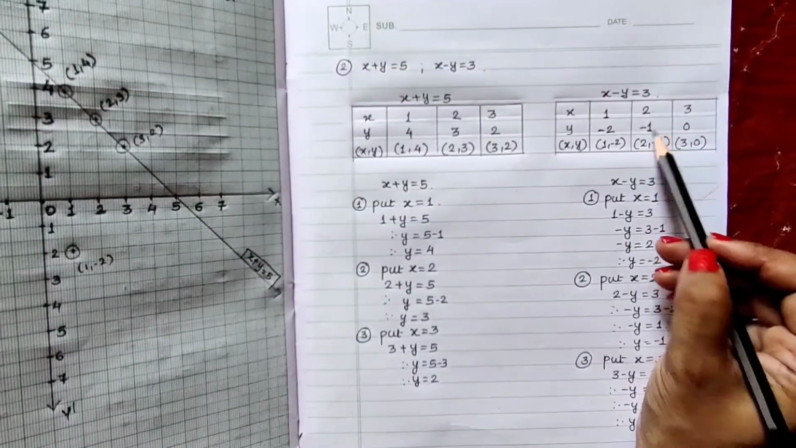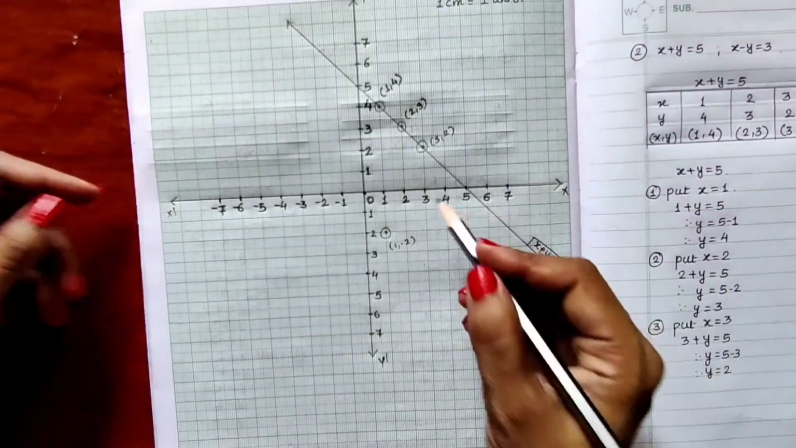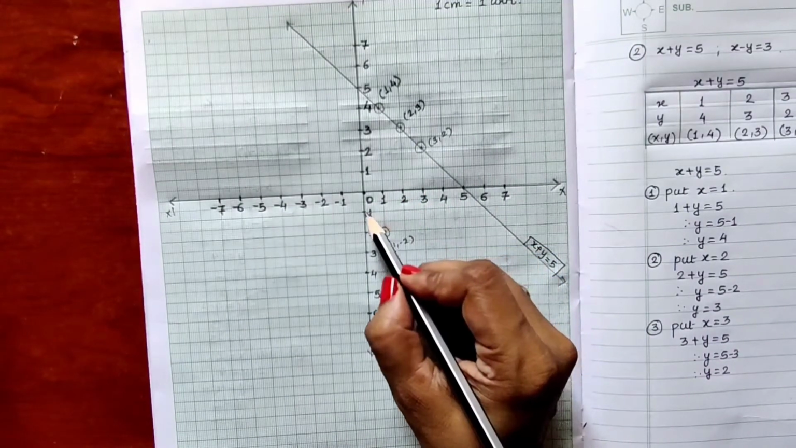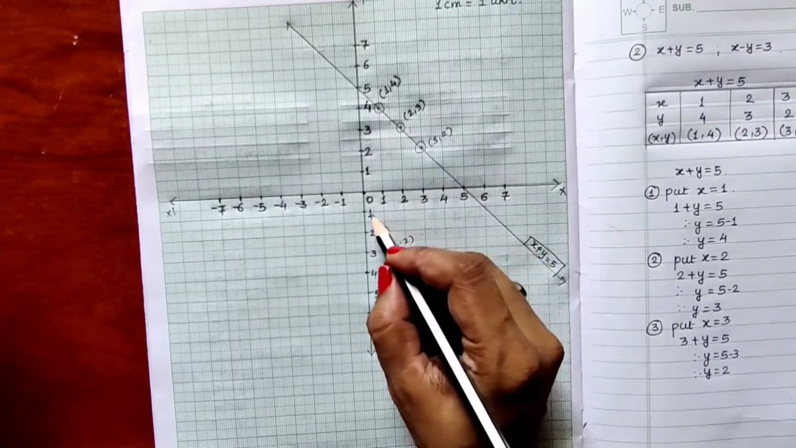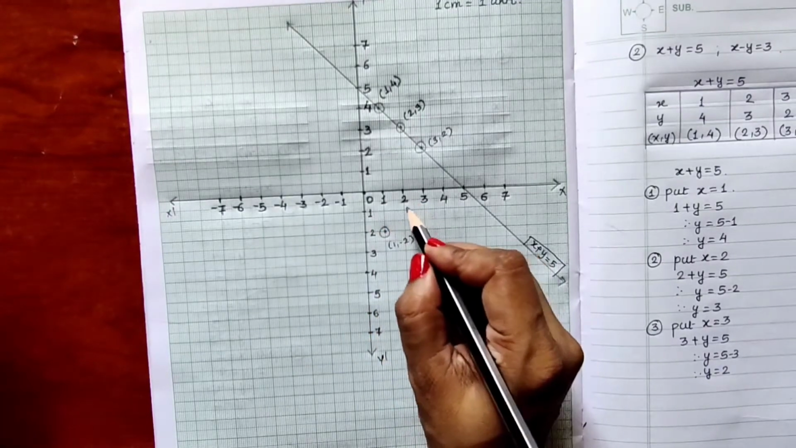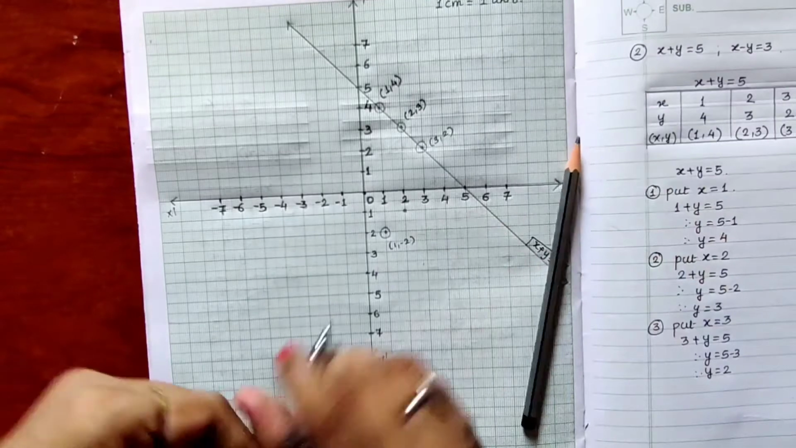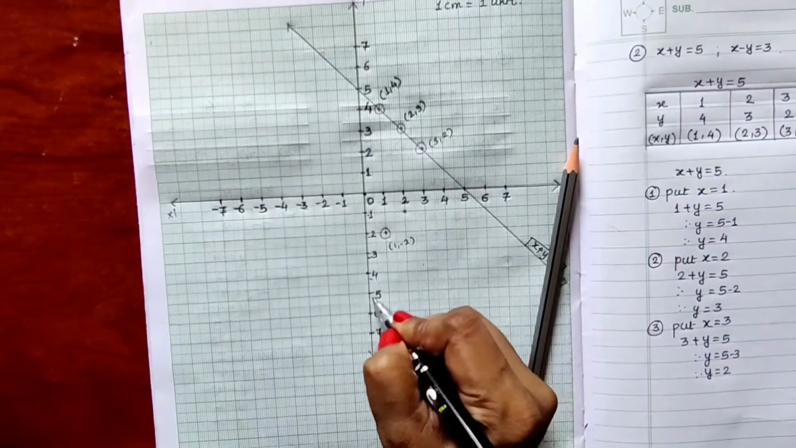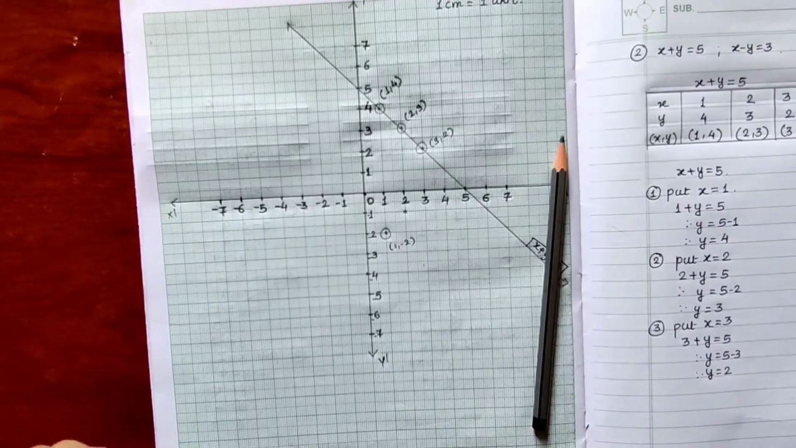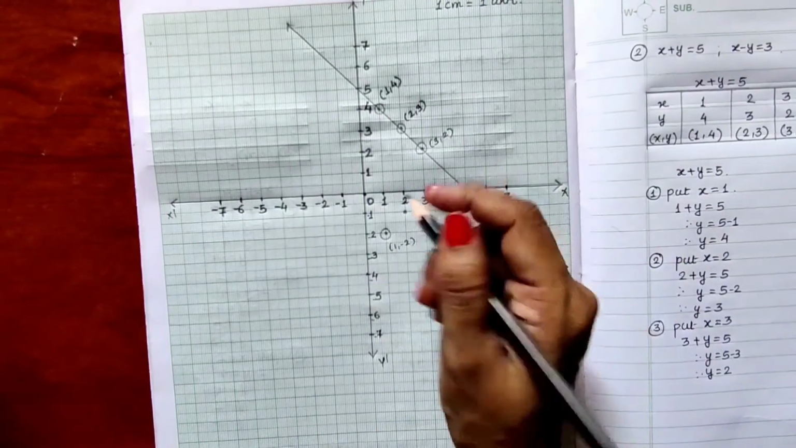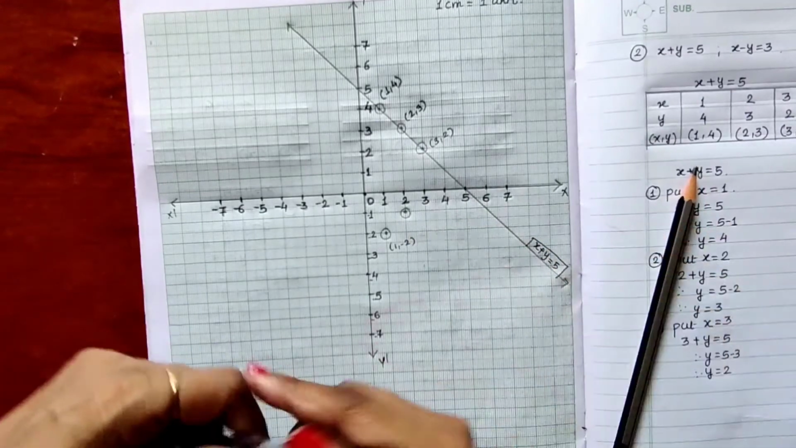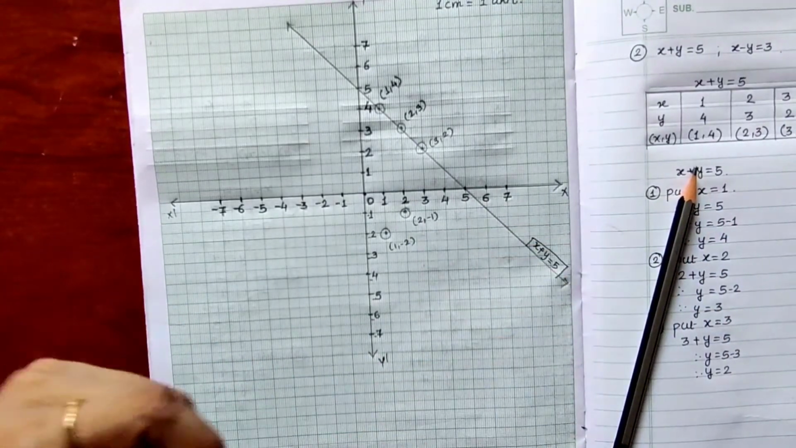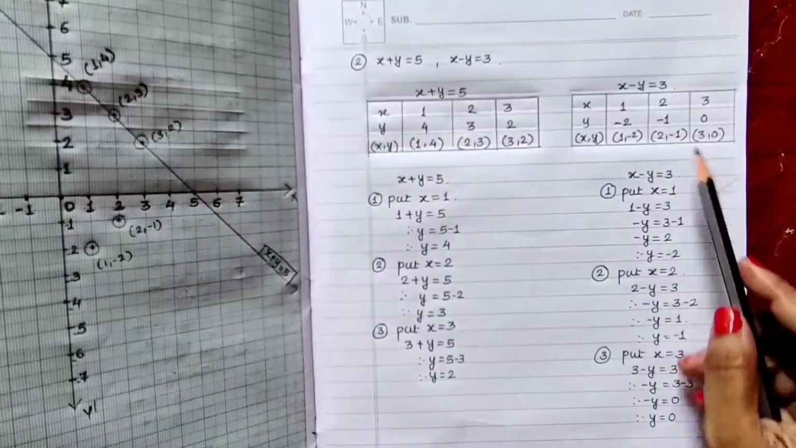Now let us see what is the second point. Second point is 2, minus 1. So we will have to start from 2 on the x-axis and we will have to go till minus 1 on the y-axis. So this is minus 1 from 2. All these are minus: minus 1, minus 2, minus 3, minus 4, minus 5, minus 6 and minus 7. So this point is 2, minus 1. Let me write the coordinates. These are 2, minus 1 and third coordinates are 3, 0.